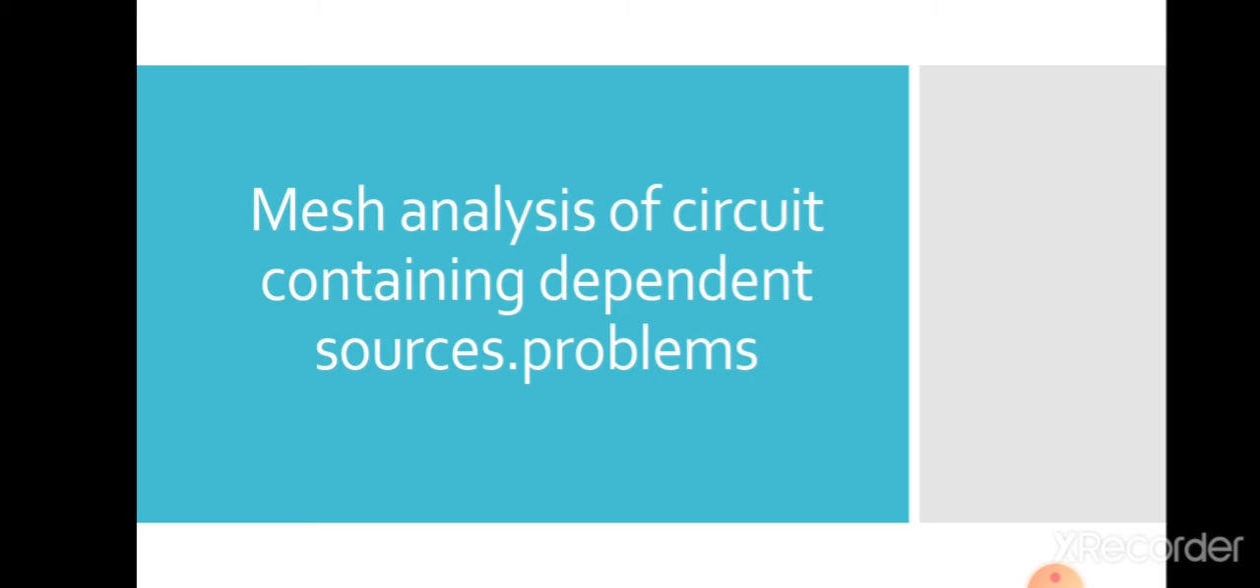Up to this point we have discussed mesh analysis and super mesh analysis. We studied how we can apply mesh analysis to a closed circuit containing voltage sources, and we also studied how we can solve a circuit containing voltage sources and current sources. In that case we use super mesh analysis. In the previous sessions we studied mesh analysis of circuits containing only voltage sources, and also the super mesh analysis, where voltage sources and current sources are both present.